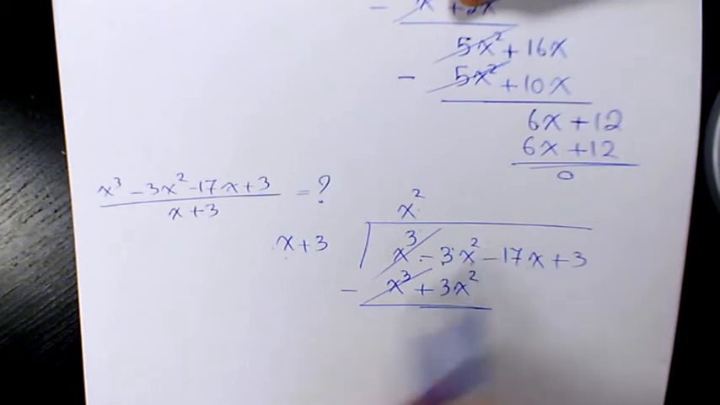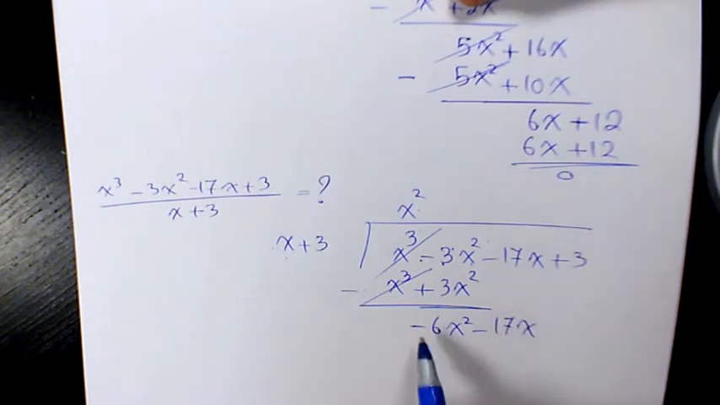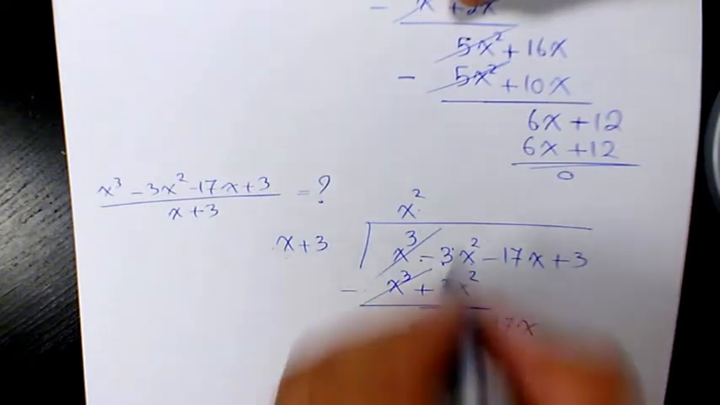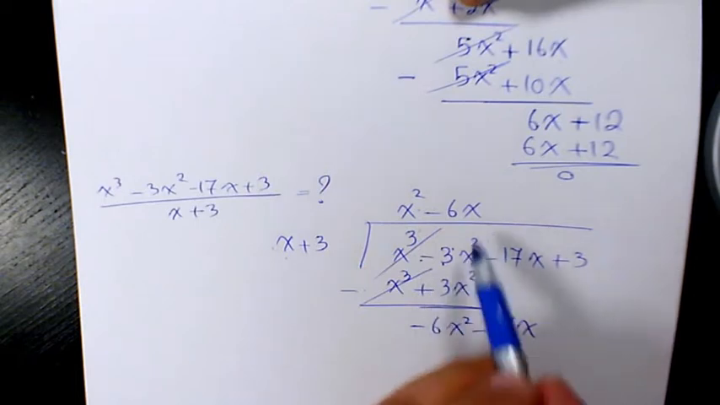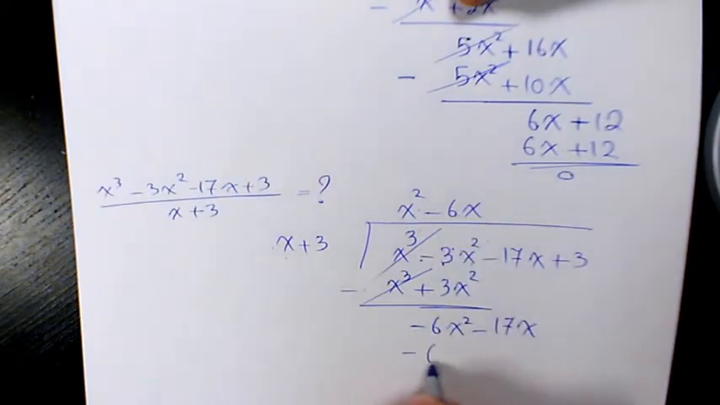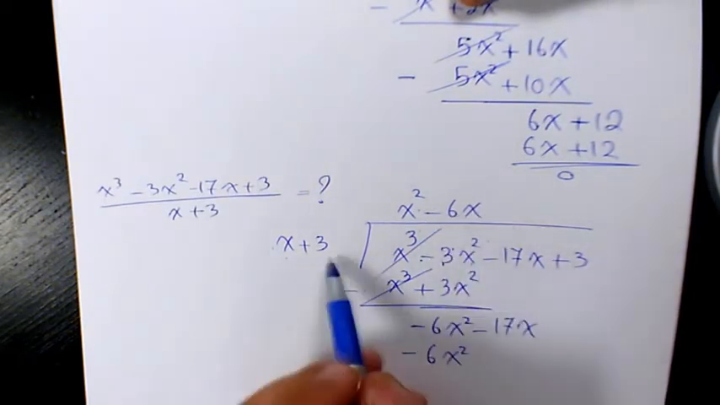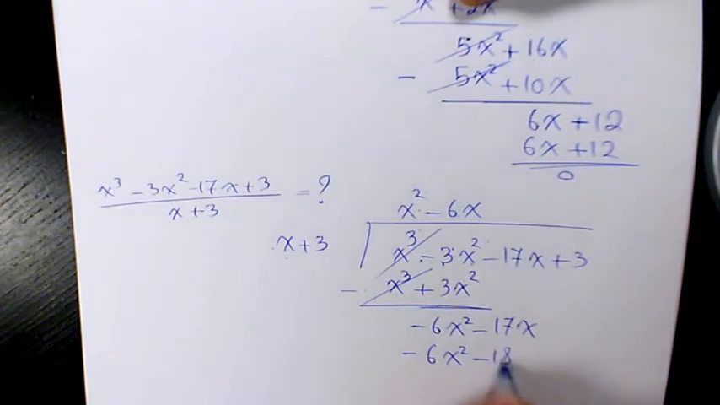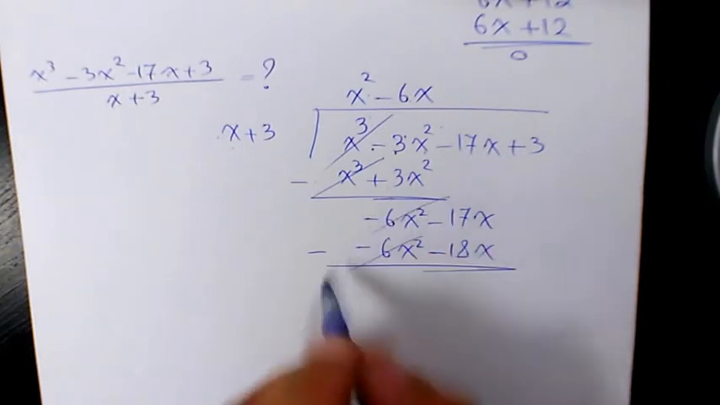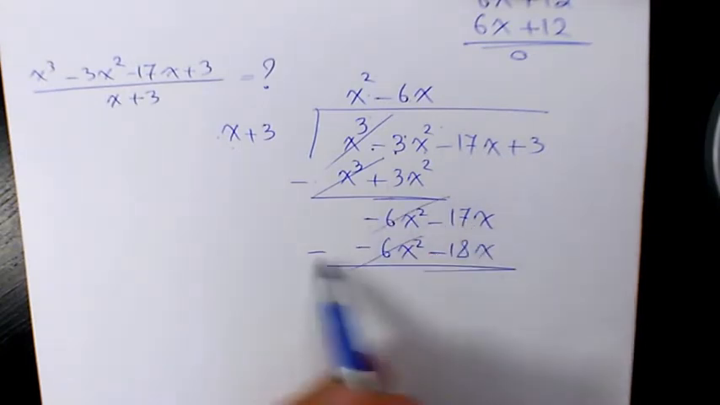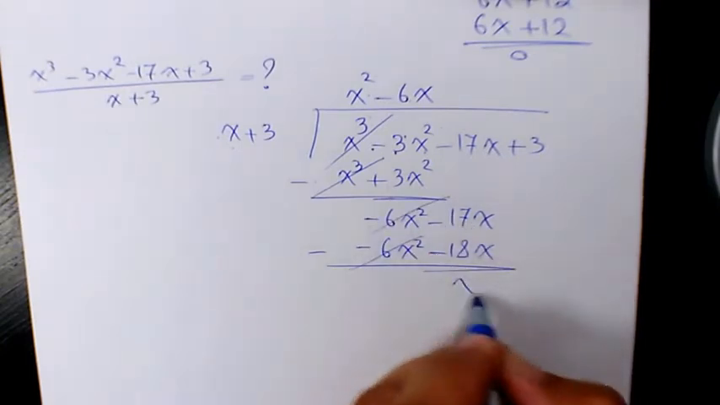Negative 3x squared minus 3x squared is going to be negative 6x squared. Negative 17x. Negative 6x squared divided by x is going to be negative 6x. Negative 6x times x, negative 6x squared. Negative 6x times 3 is going to be negative 18x. When you subtract it, these two cancel out. Negative 17x minus negative 18x is going to be positive x.